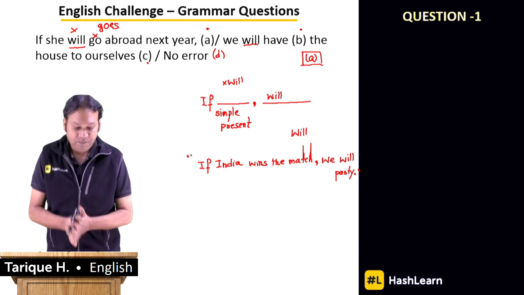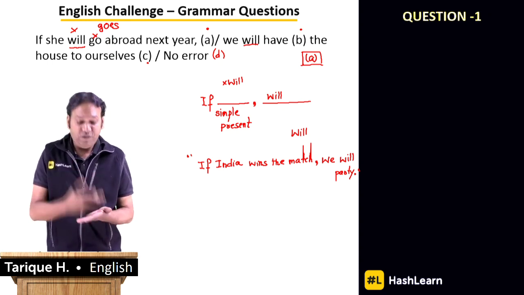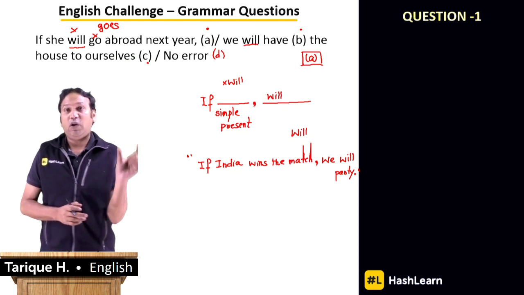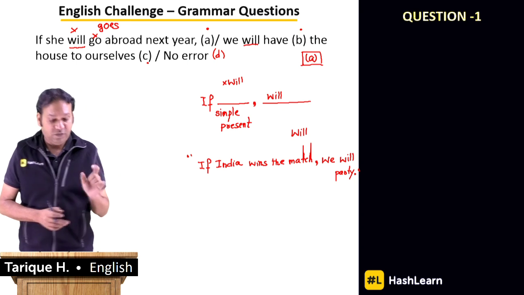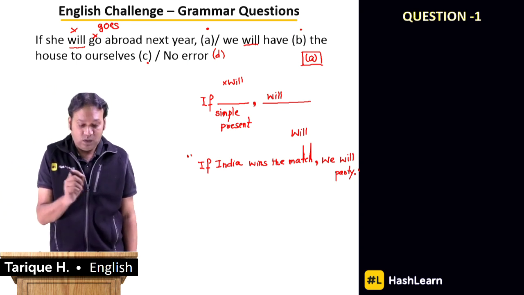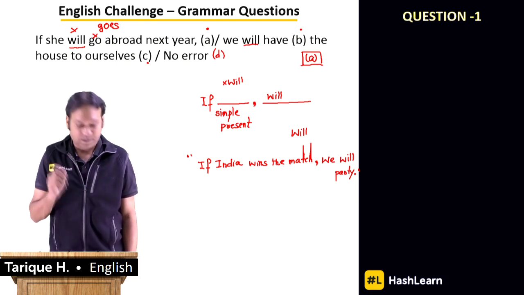I hope you have understood this. Please see again, it is an if clause sentence. If she will go abroad next year, we will have the house to ourselves. We cannot use two wills in the sentence. So the first part of the sentence which contains will is wrong, and instead of if she will go, it should simply be if she goes abroad next year.